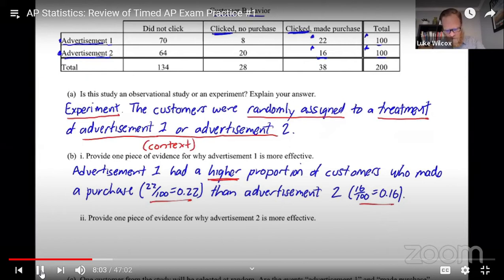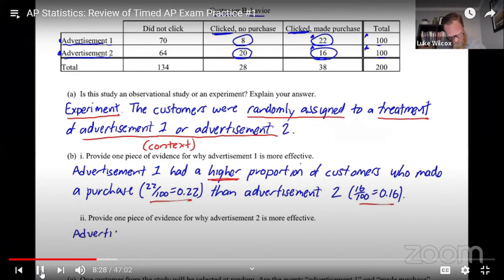And if you look here, if I take the total number of customers that clicked for advertisement 2, 20 and 16, I get 36 out of 100. Whereas advertisement 1, 8 and 22 is only going to give me 30 out of 100. So if we're basing the effectiveness of the ad on the number of clicks, it appears advertisement 2 is a better ad. So let's put that into words.